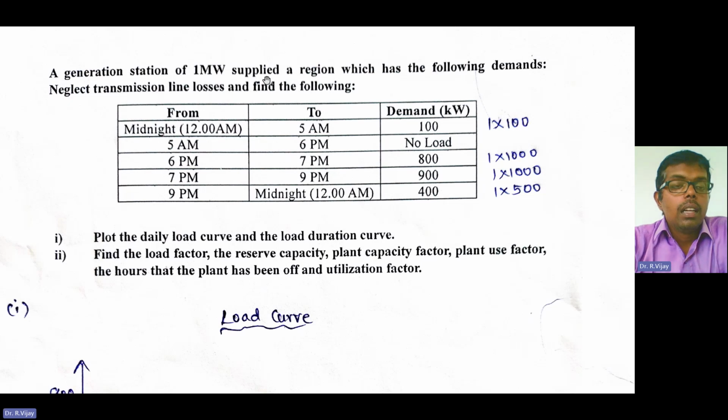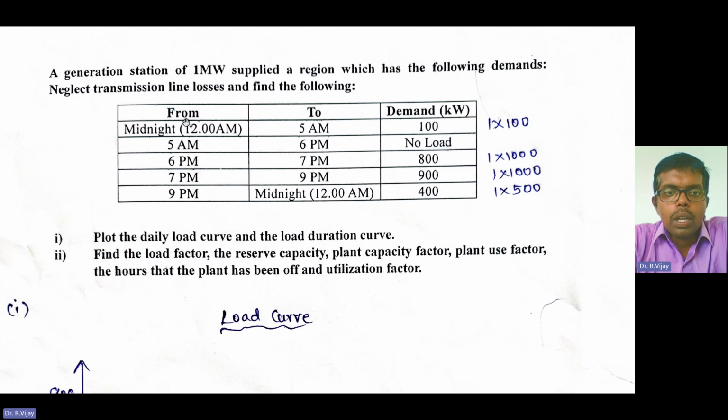Hello one and all. Today, we are going to see a problem on load curve, load duration curve, load factor, reserve capacity, plant use factor, and plant utilization factor. Take down this problem. A generating station of 1 megawatt supplied a region which has the following limits. Neglect transmission line losses and find the following.